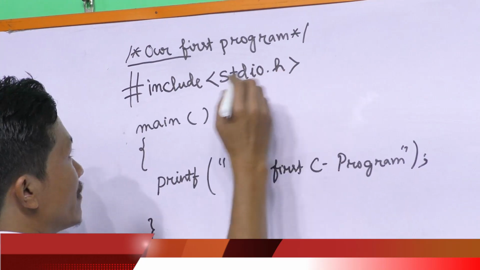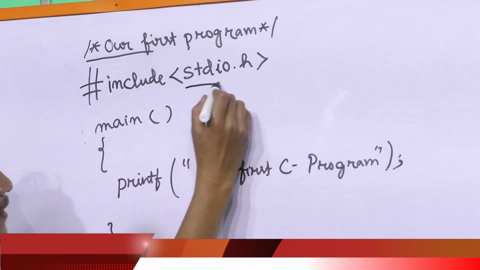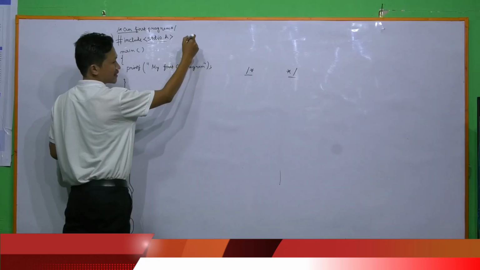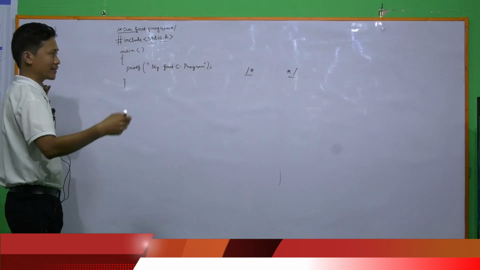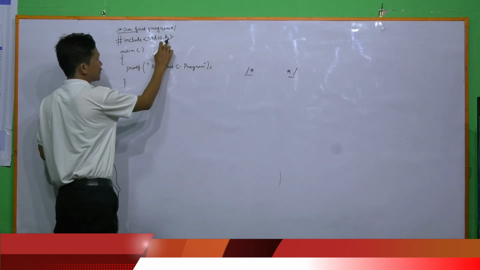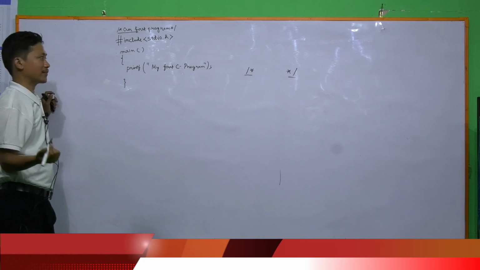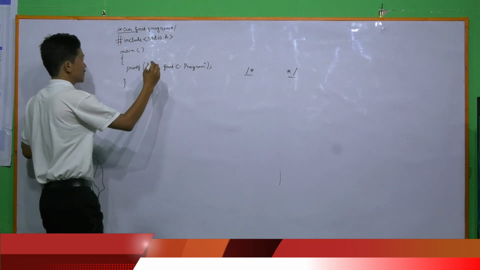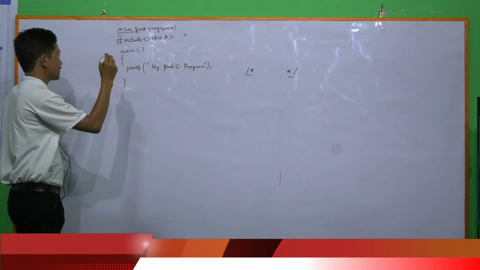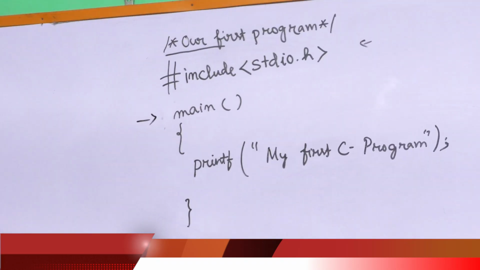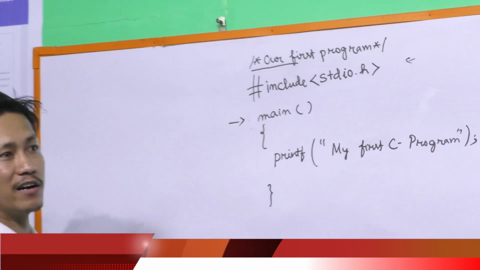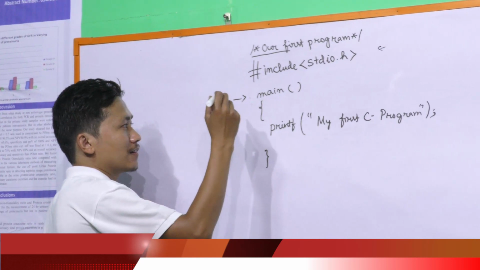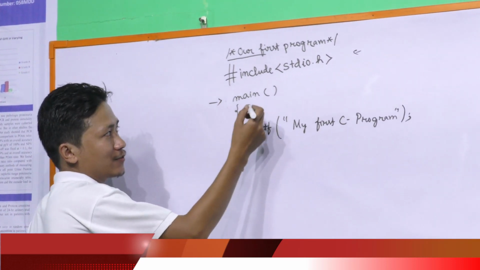After that we have included this header file. I will explain header files in a later part. This stdio.h is known as the standard input output library header file. It has to be included in every C program where input output operations are needed. That's why I have included this header file. After that, this is the main function. In every C program, there has to be exactly one main function, and the execution of that program will start from the line just after the main function.